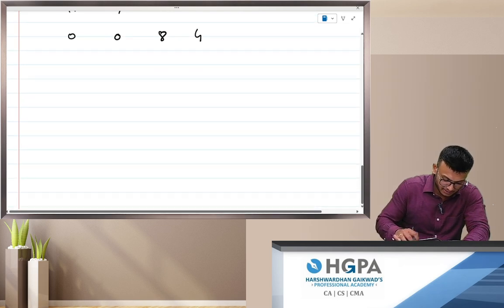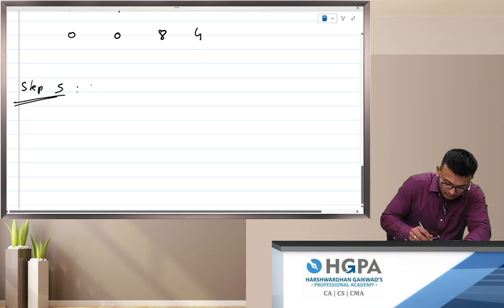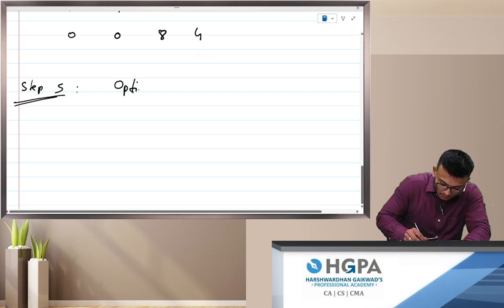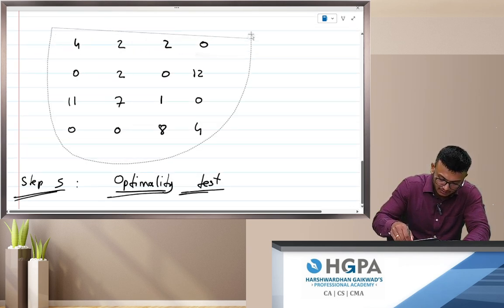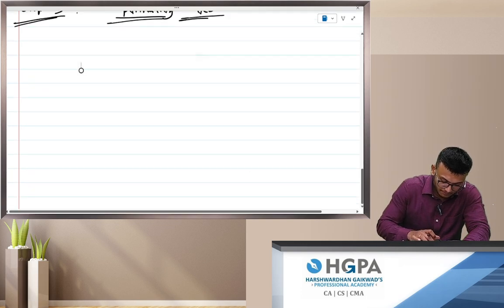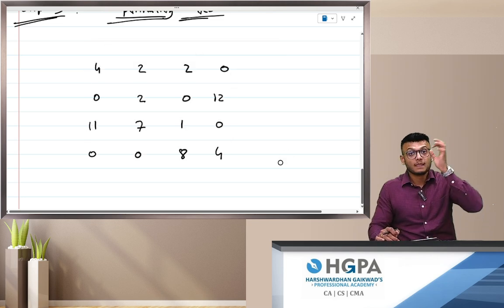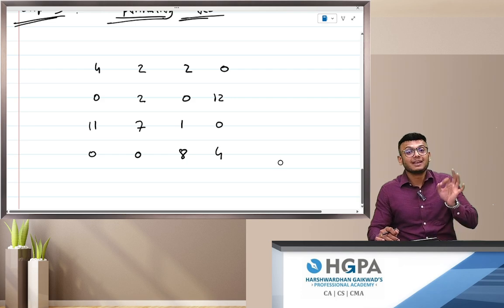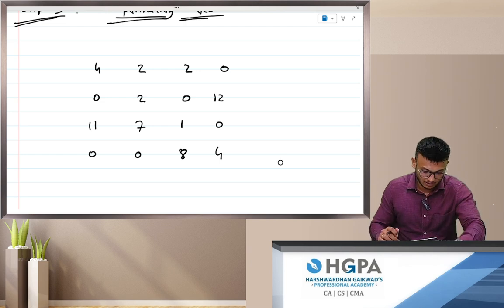The next step is what? Step number 5. And that will be the optimality test. Okay. So we'll do one thing. We'll just take down this matrix. What we have to do is cover all the zeros in the minimum possible lines. How will we do it?